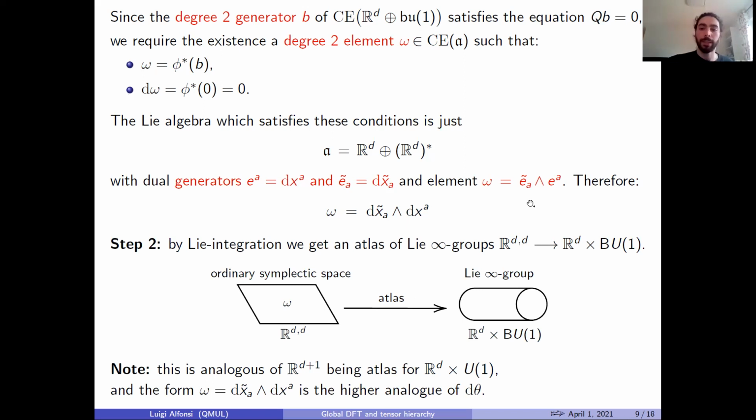So now this atlas here can be immediately integrated to a map of Lie infinity groups. So effectively, we have obtained an atlas for our starting Lie infinity group that locally models the bundle gerbe. And we can notice that there is an analogy with, for example, R^(D+1) being an atlas for R^D times U(1), where our symplectic form plays a role very similar to theta, where theta is the coordinate on the circle. So this picture gives a higher analogy of this kind of atlas. So we have an atlas for the Lie infinity group.